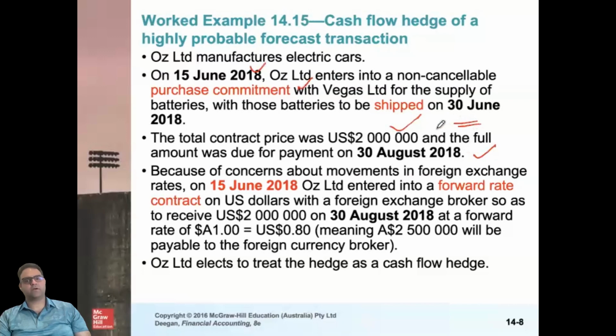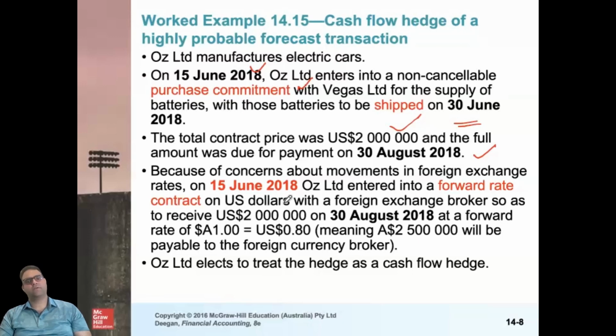So after the delivery of the contract, which is on 30 June, they will pay the money, which is 2 million at 30 of August. And if I can calculate, it is after 2 months of the delivery, you have to pay 2 million to the party. Because there is a concern in the movement of the foreign exchange, because both companies are international, so they're concerned that there will be a change in the foreign exchange.